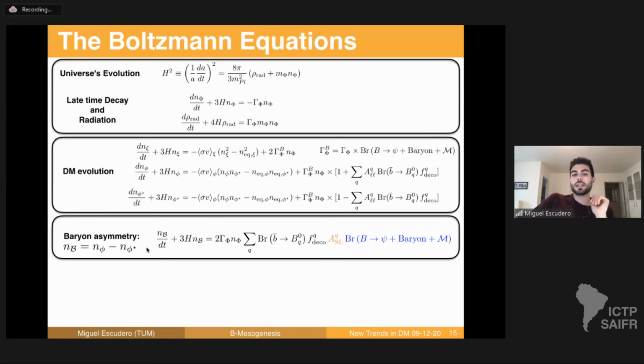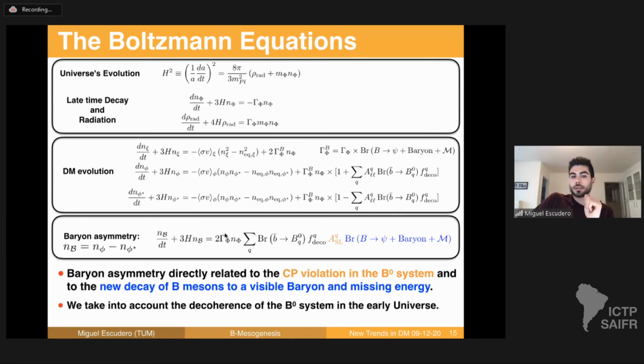Something that is particularly easy is that in this scenario, baryon number is conserved. So the baryon asymmetry is directly the number of anti-baryons in the dark sector minus the number of baryons in the dark sector. And again, doing the math, you can easily show that indeed the baryon asymmetry is directly related to the CP violation in the neutral B-meson system and to the branching fraction of this new decay mode. And of course, one needs to take into account the coherence in the early universe because it can be relevant, and we did take it into account. I'm not going to discuss them further, but if there are questions, please ask me later.